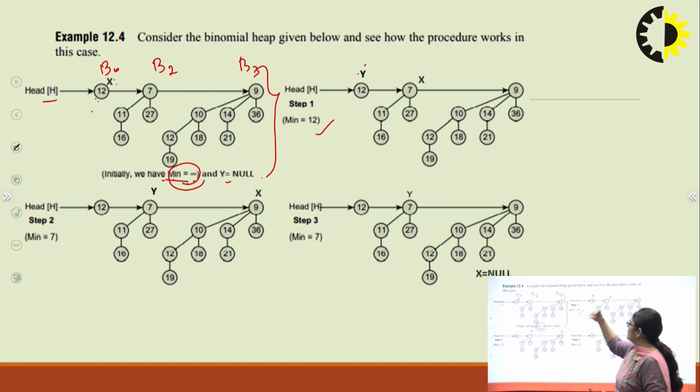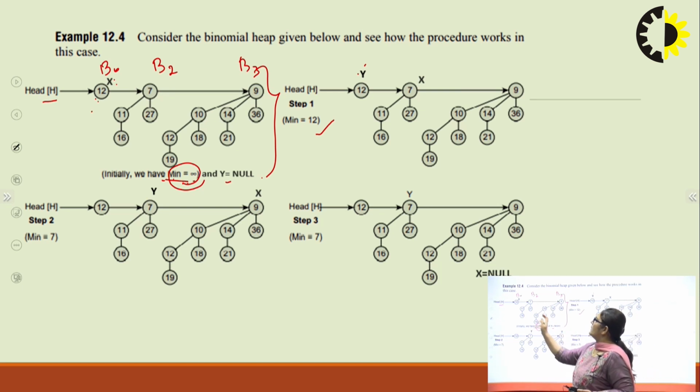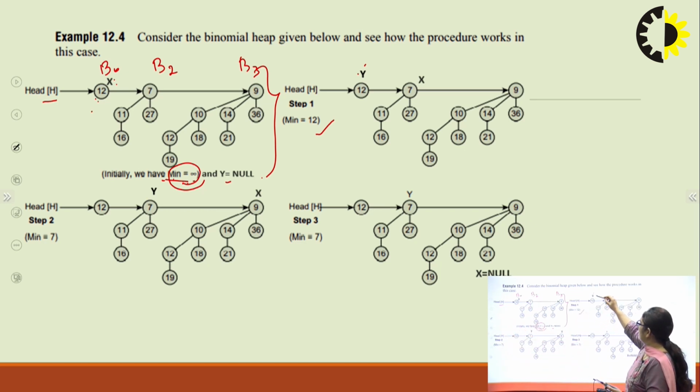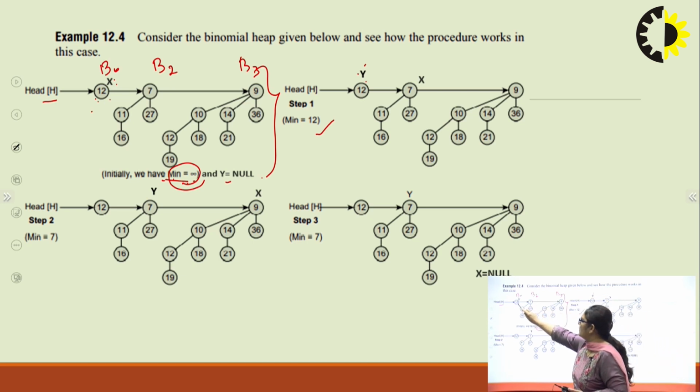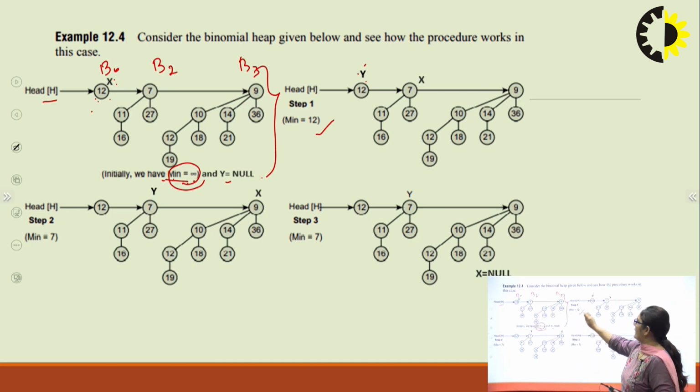So now the new value of x is 7, and the value of y will also be updated. The value of y will become equal to the previous x. So now y will be set to 12 and x will be set to 7. Again we have to repeat this procedure.